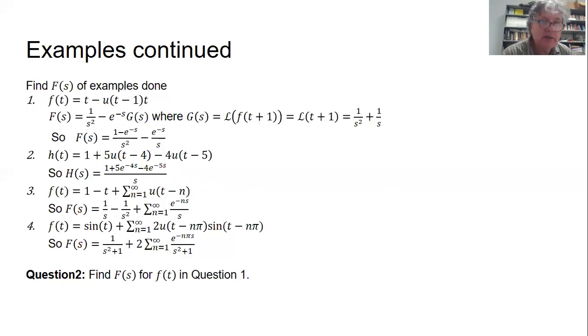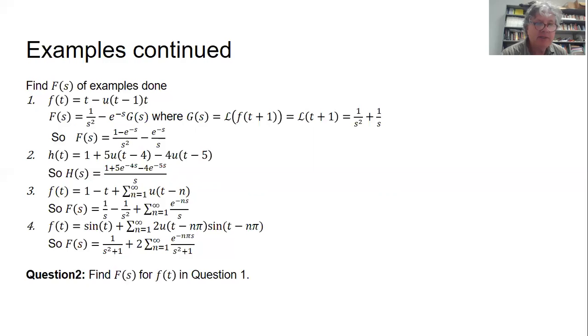Our h of t, which was, remember, 1 plus 5 times the step function of 4 minus 4 times the step function of 5. That's fairly straightforward because we don't have to worry about the shift because we're dealing with constants. For the sawtooth function, we Laplace transform 1 minus t to be 1 over s minus 1 over s squared. And the Laplace transform of the series is really simple because it just turns out to be constants.